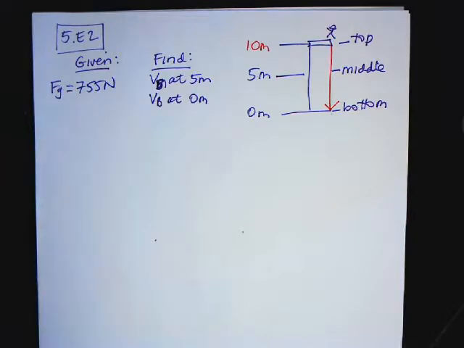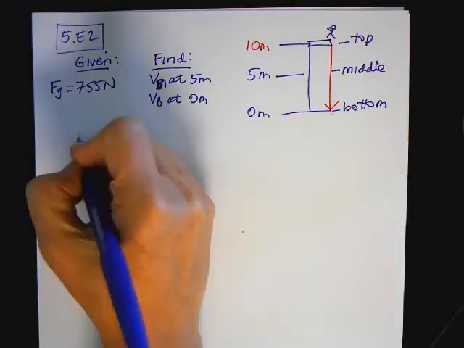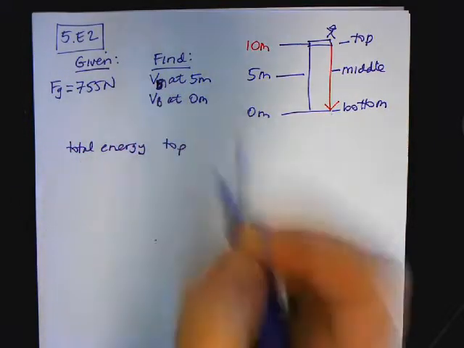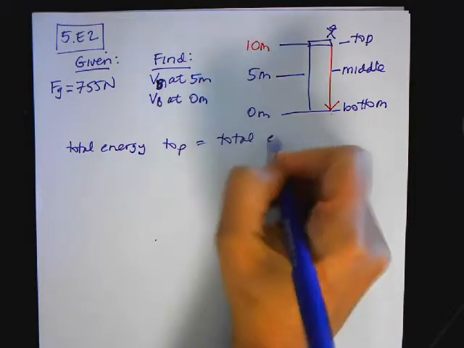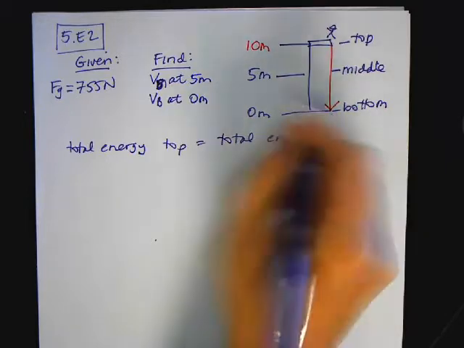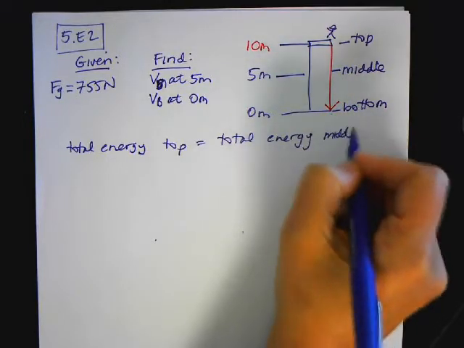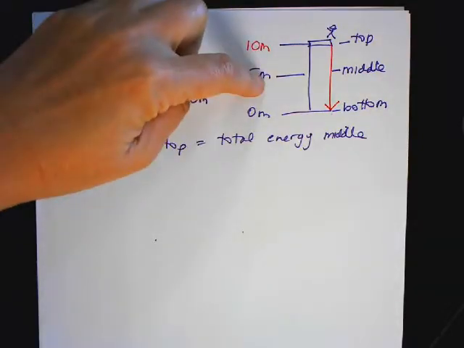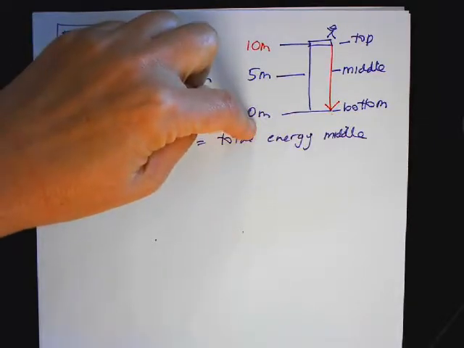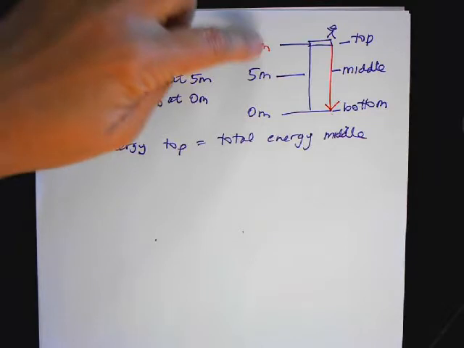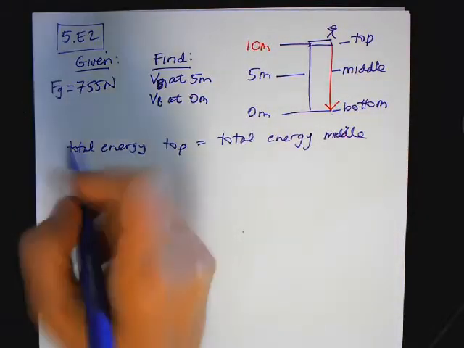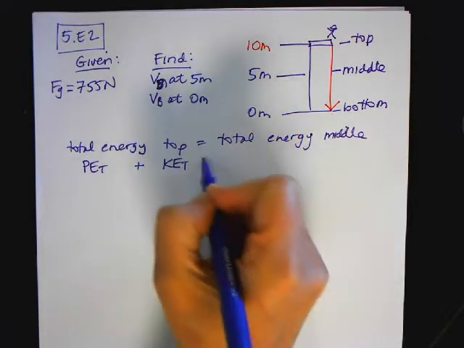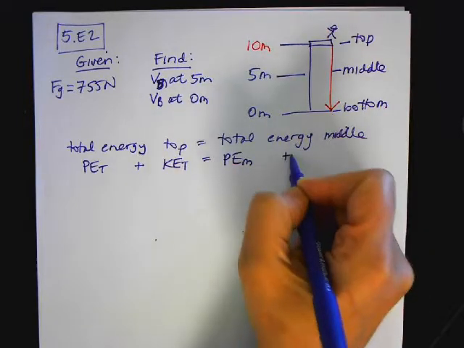All right. Conservation of energy says the total amount of energy remains the same. So the total energy at the top is going to be equal to the total energy, and right now I want to find 5, so it's the middle. So the total here is the same as the total here, which is the same as the total here. So what I'm doing now is I'm doing from here to here. So the total energy at the top would be the potential at the top plus the kinetic at the top is equal to the potential in the middle plus the kinetic at the middle.